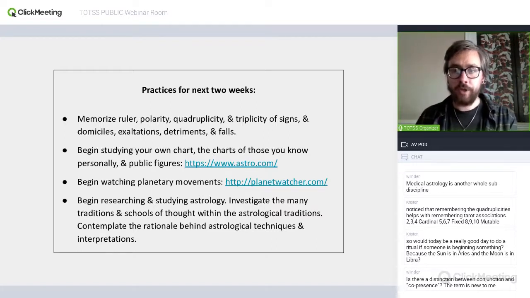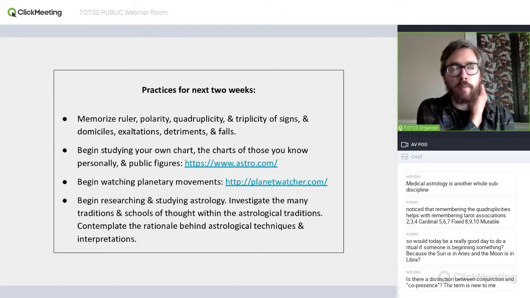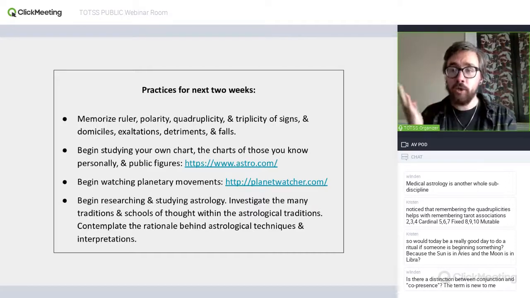All right, and I also suggest that you start looking at charts, even as you're just getting started. It's never too early. So draw up your own chart, draw up charts of people you know. You can look at charts of public figures. If you do, try to find people that have reliable birth times. We won't talk about that here, but there's actually a rating system for the sureness of birth times for public figures. And astro.com is a really great website to do this.